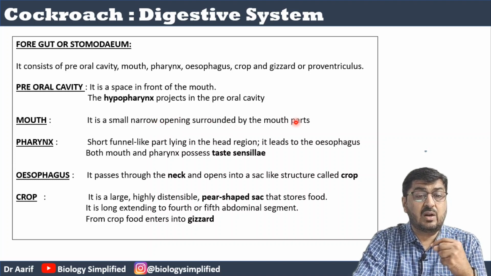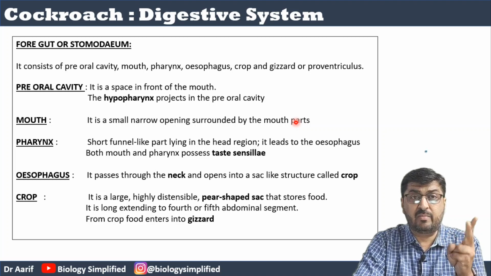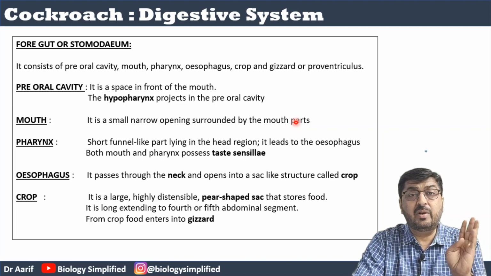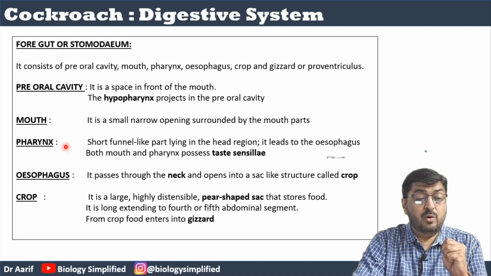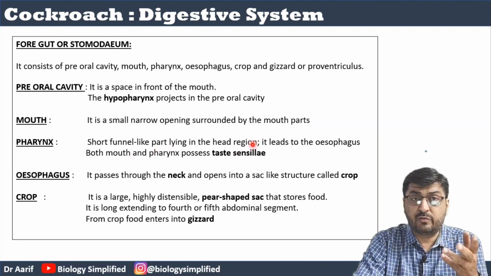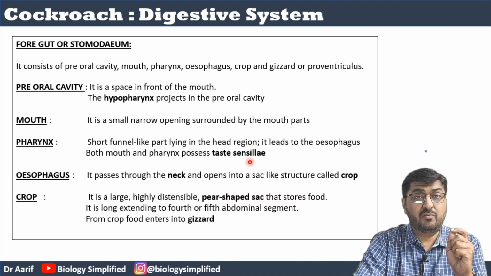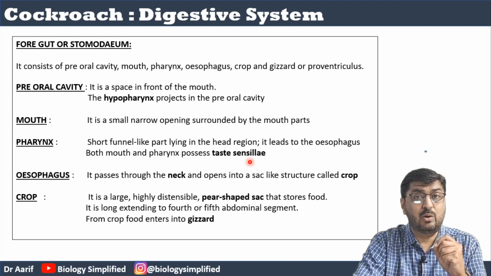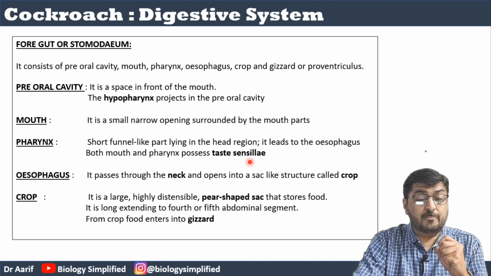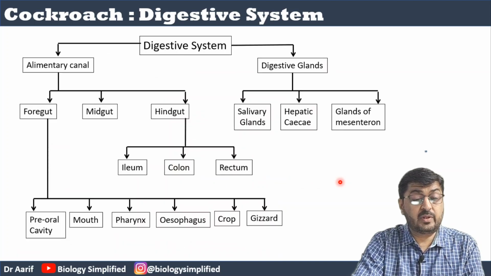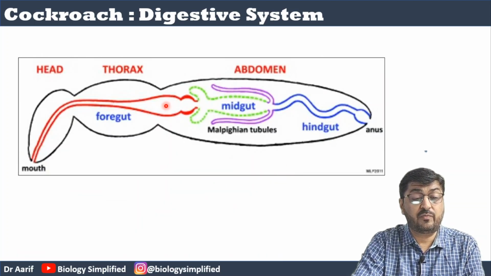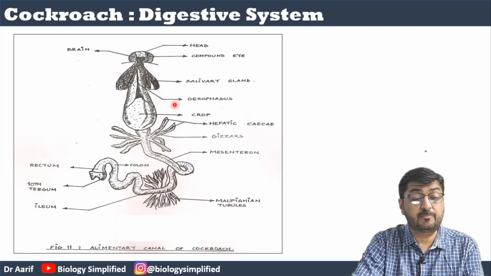The mouth is surrounded by the mouth parts: the labrum, labium, the mandible and the maxillae. Behind that the pharynx, a funnel-like part lying in the head region, leads to the esophagus. Both mouth and pharynx will have taste sensillae. So you will have to remember where the receptors are located. The esophagus passes through the neck and opens into a sac-like structure called the crop. So here is where we have the crop. Now two structures are important, crop and gizzard.